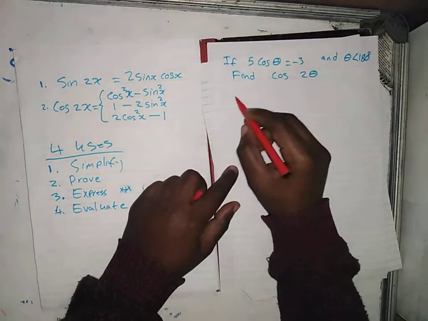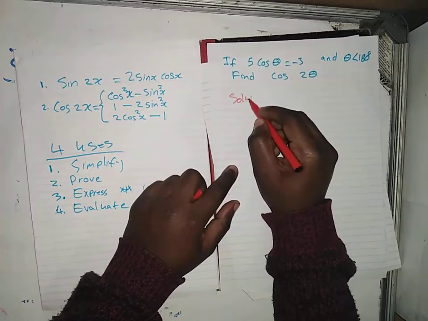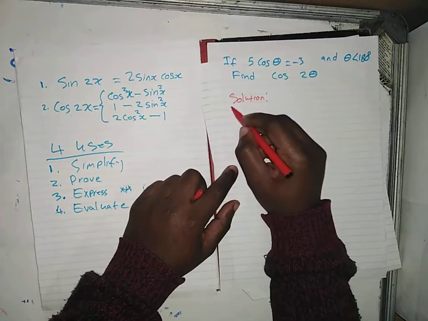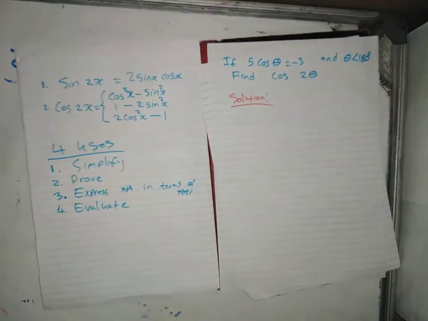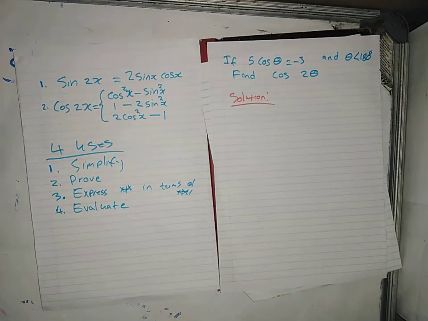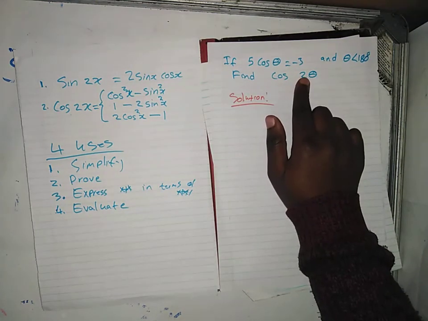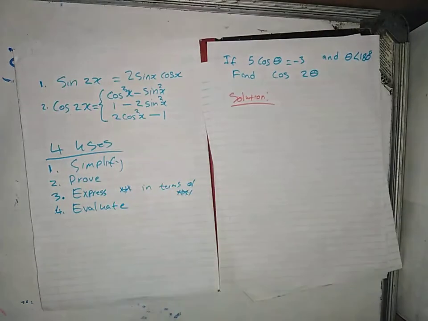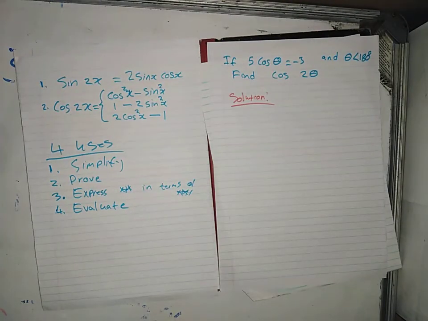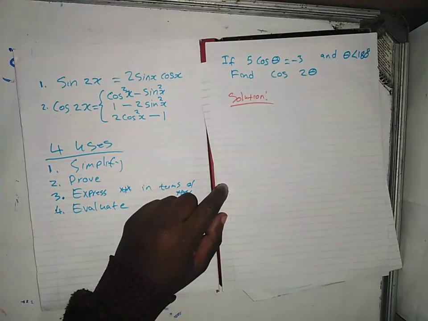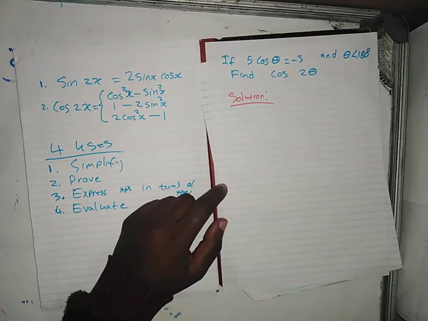Okay, so how to do that? Solution. Remember, ladies and gentlemen, you always use what you have in order to find what you don't have. You know that this cos 2 theta, you can find it in terms of a simple trigonometric function, right? So you must be able to see what it is that you can do.